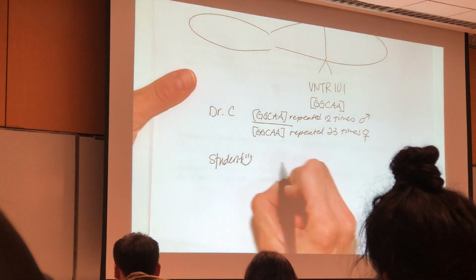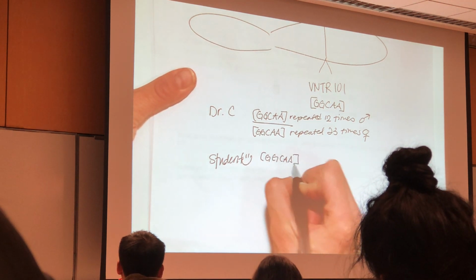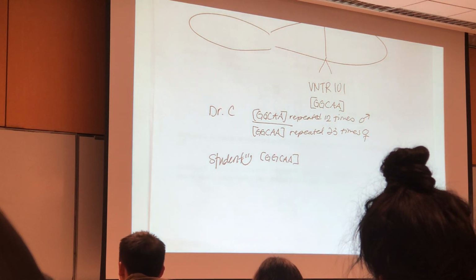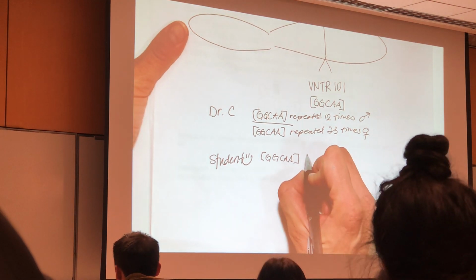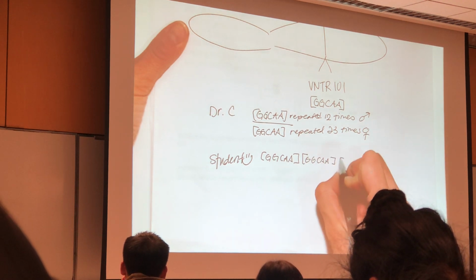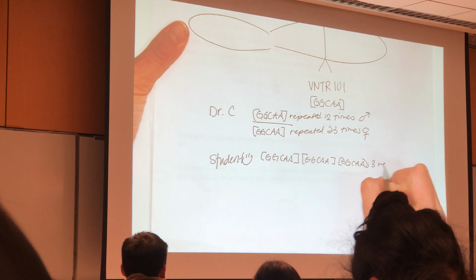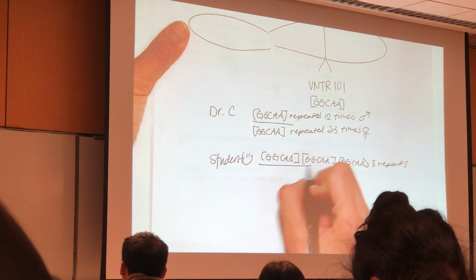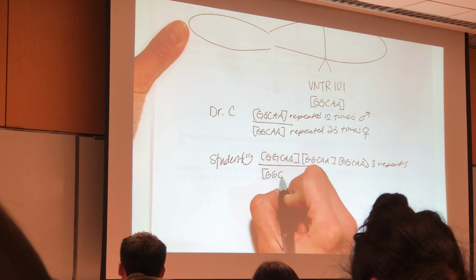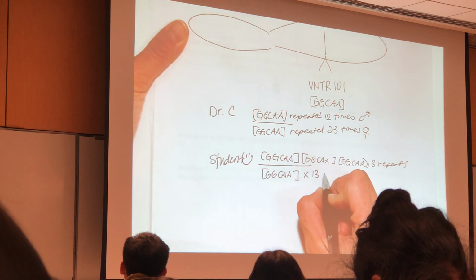One of you, on your chromosome 3 at that position, had this repeated 3 times, and I'll just draw it out. GGCAA, GGCAA. 3 repeats. On the other homolog, you have this repeat at that position, repeated 13 times.